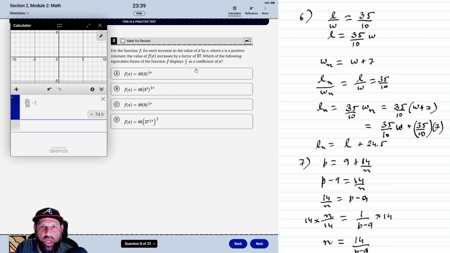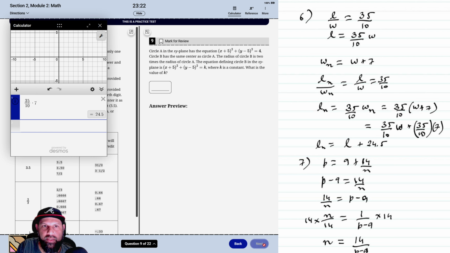Okay, so a lot of things going on here. Let's come back to this if we have time, because this seems a bit more complex. So I've marked this for review. That means I have not completed this yet. And let's go to the next one.